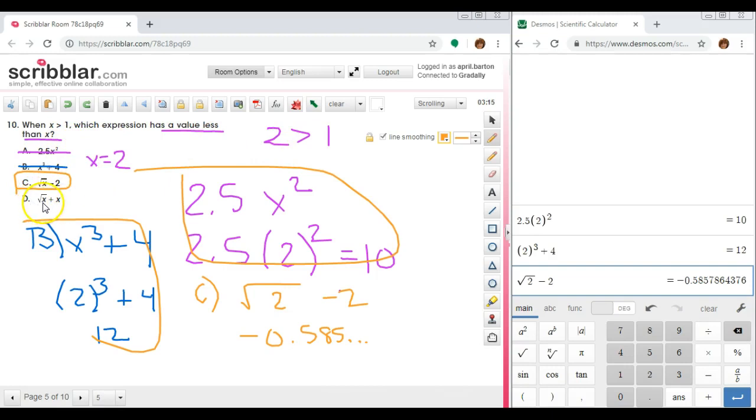D is kind of a mix. Square root makes a number smaller, but then you're adding, and adding makes numbers bigger. So since C, everything is getting smaller, it's the most likely option.